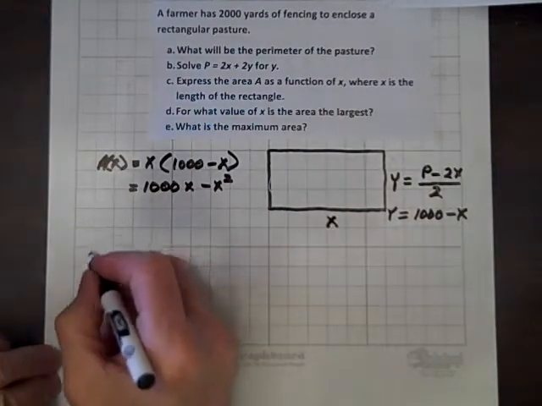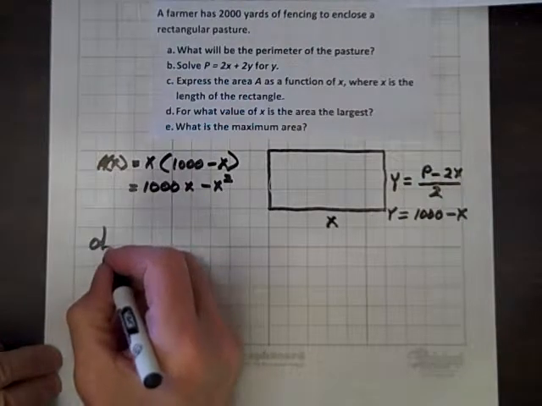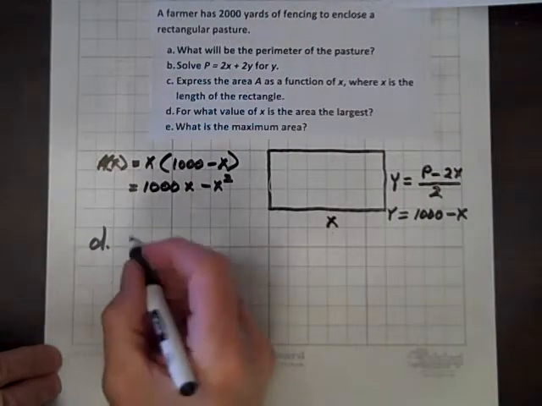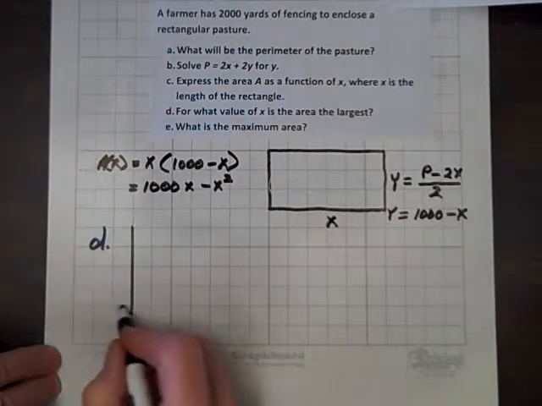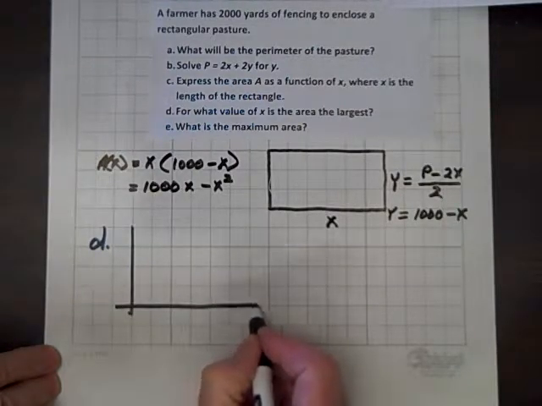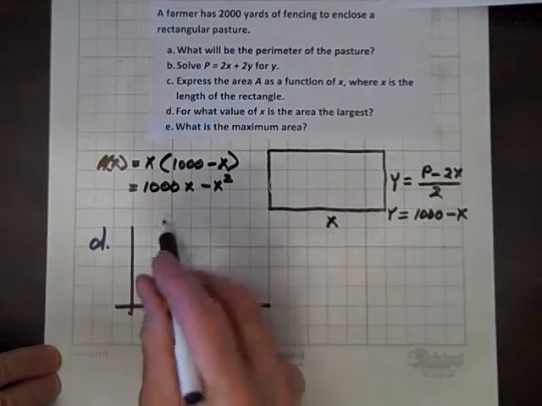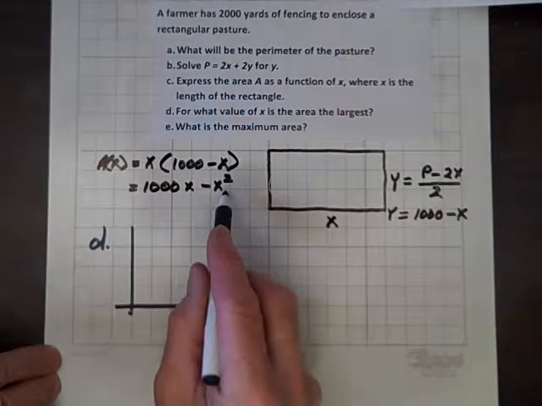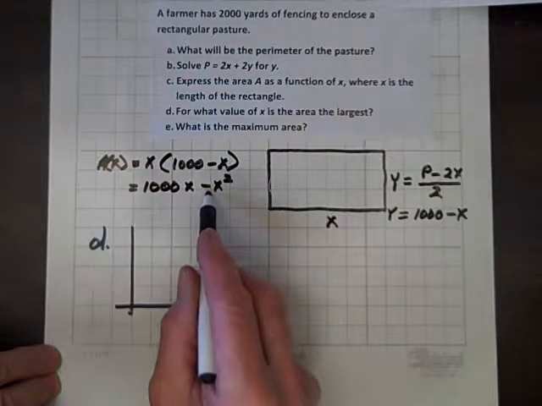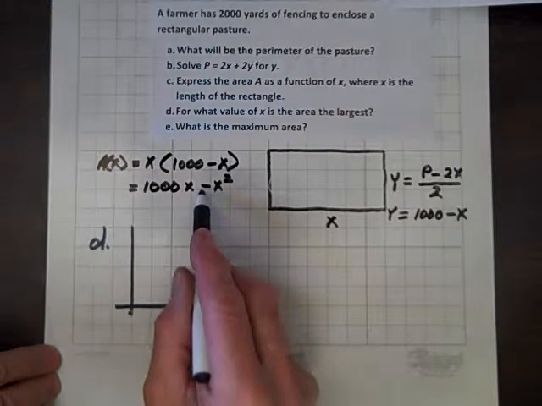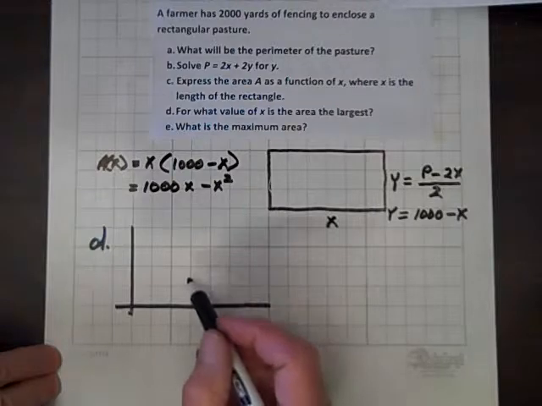Part D asks that we find the value of x that maximizes the area of the rectangle. So there's several ways to do this. First, let's use the graphing method. And we know just by inspection that this is a quadratic equation. Furthermore, we know that it opens down. The parabola opens down because the coefficient on x squared is negative.